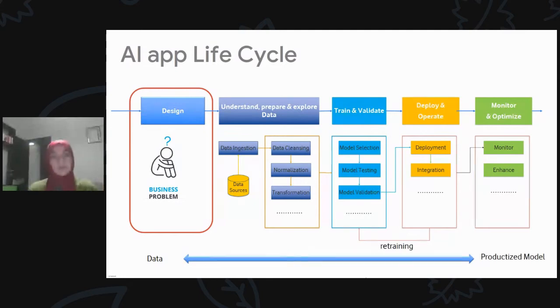You need to provide the prototype to your customer. You need to provide the solution, give them a sample instead of running the full stages of the AI application lifecycle. And this will definitely take months, maybe years to achieve. But with a design sprint, you can take weeks or even months to provide a prototype to your customer.